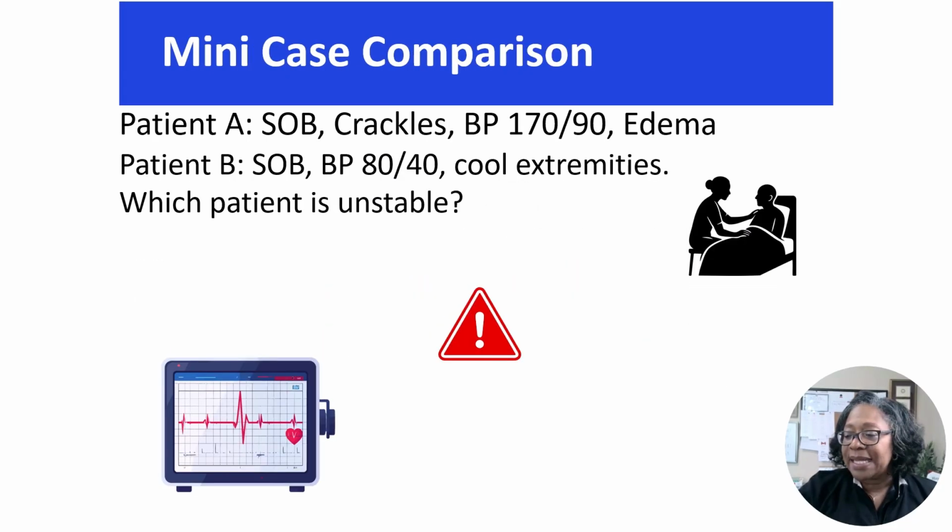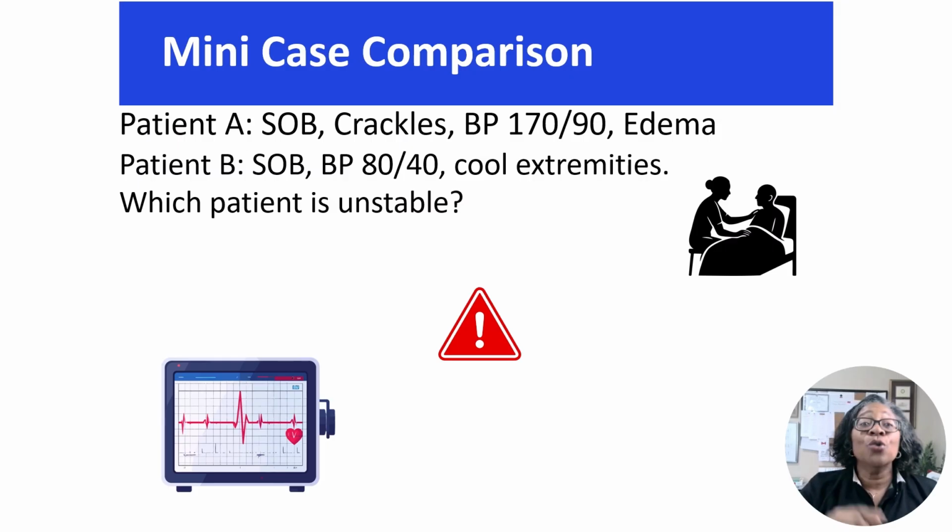Now, a little mini case. So you have patient A. Patient A has shortness of breath, crackles, blood pressure 170 over 90, and they have some edema. So when you look at the patient's symptoms, you should recognize that the patient is fluid overloaded, right? And they have an elevated pressure.